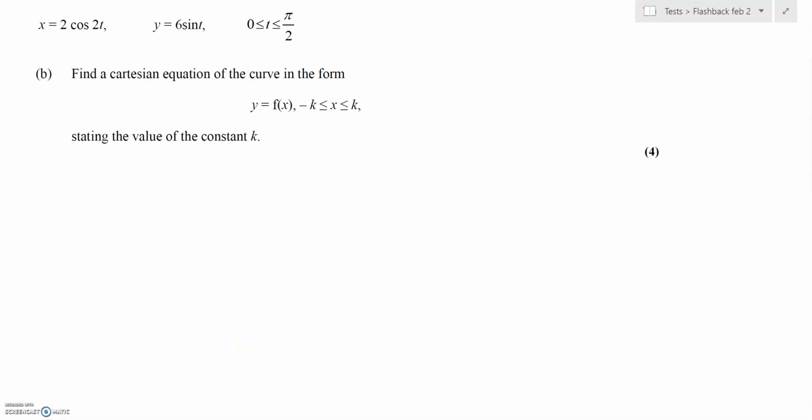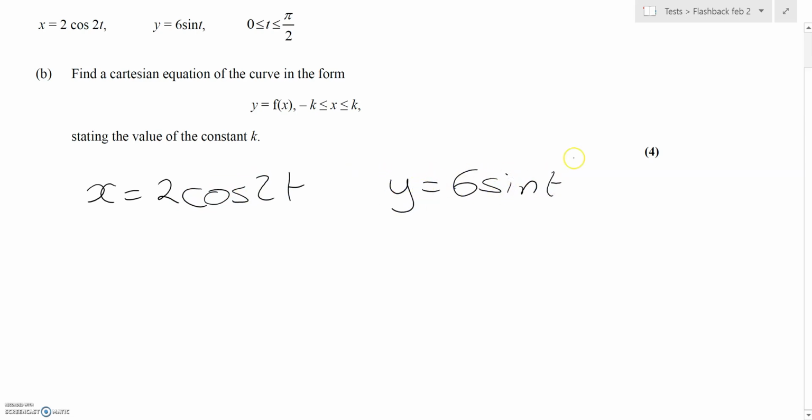Here we need to work out the Cartesian equation, and we can see that the parametric equation involves trig, so we're going to have to use our trig identities to do this. y is equal to 6 sin t, but x is equal to 2 cos 2t. So let's think, cos 2t has 3 identities, but we notice that y is in terms of sine, so we should use the sine identity, which is 1 minus 2 sin squared t.